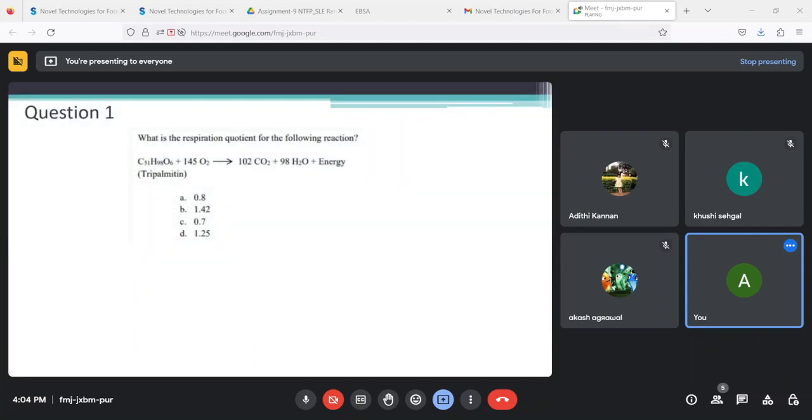Okay. Question 1. What is the respiration quotient for the following reaction? Tripalmitin, which is a C15 fatty acid, plus 145 moles of oxygen gives 102 moles of carbon dioxide plus 98 moles of water plus energy. So how do you proceed with this reaction? Before we go forward, do you guys know what is the respiratory quotient?